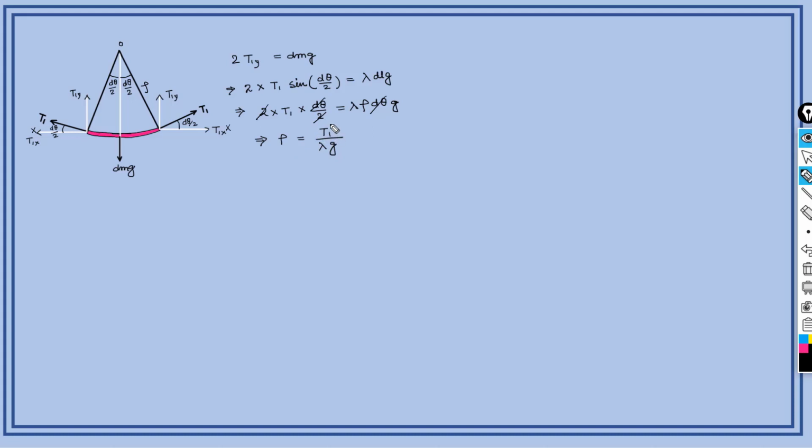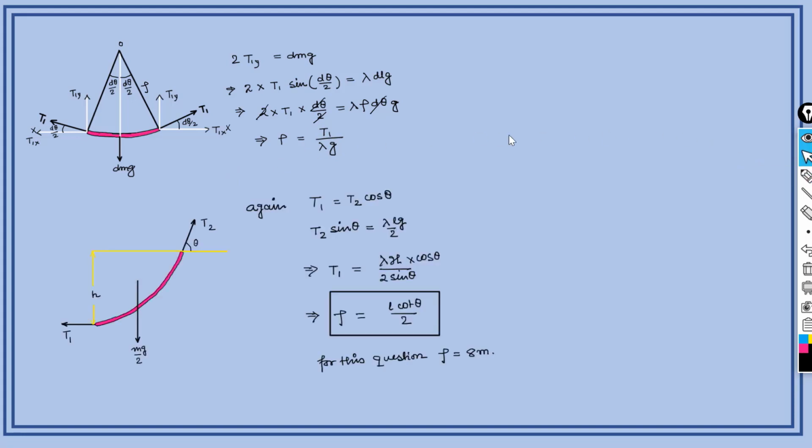And how to get this T1 in terms of theta and other given quantities? That already we have in two equations from the last slide. Let me import those. Yes. So this was our last slide where I have drawn this particular segment, and T1 is equal to T2 cos theta and T2 sin theta is lambda g L by 2. If I just solve these two equations by eliminating T2, I can get the value of T1 to be this one, and I will just put this T1 value in this particular equation of rho, and the expression for rho becomes L cot theta by 2.